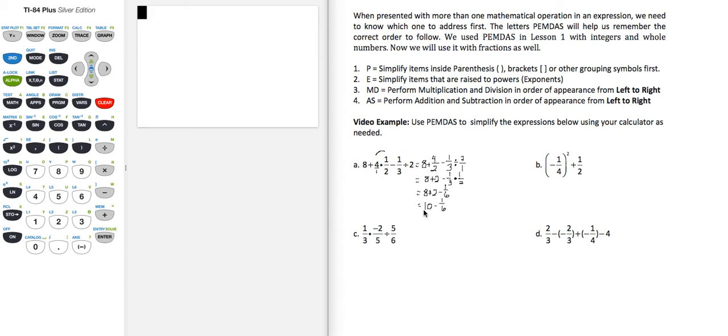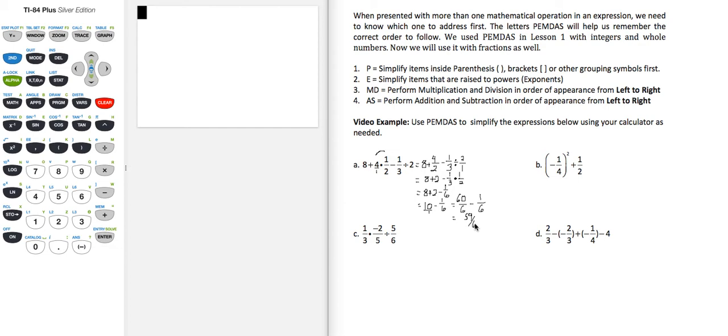10 is really 10 over 1 because I'm going to need to combine with denominators of 6. I have 1/6. 10 over 1, 1 goes into 6 six times. 6 times 10 is 60. So 10 is equivalent to 60 over 6. Now I can just subtract the numerators. 60 minus 1 over 6 gives me 59 over 6 as my final result.